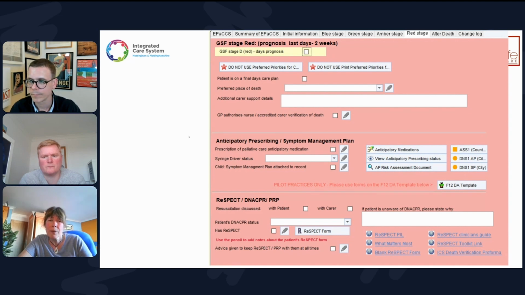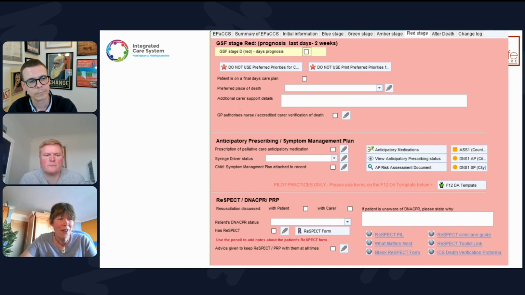There is some information about preferred priorities for care. This current one says do not use. That's because the documentation is being finalized, but we do want people to be using it, and that will change and be updated very soon.